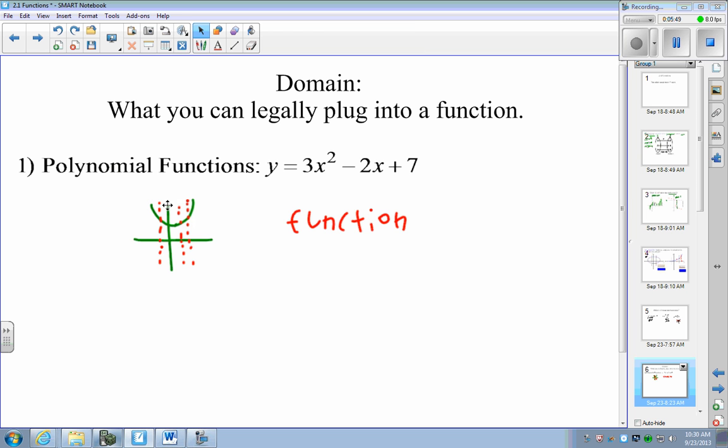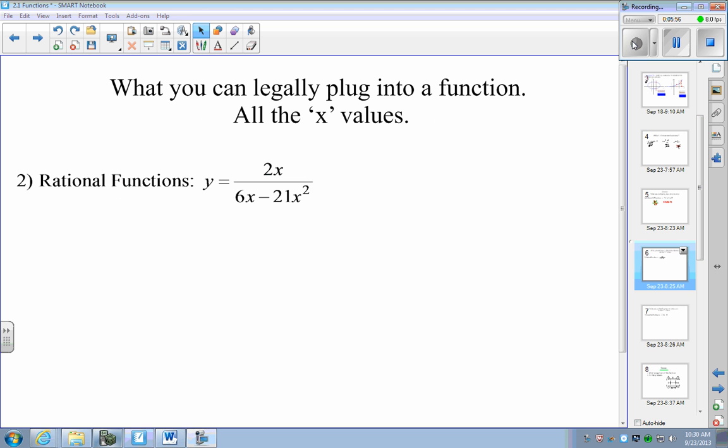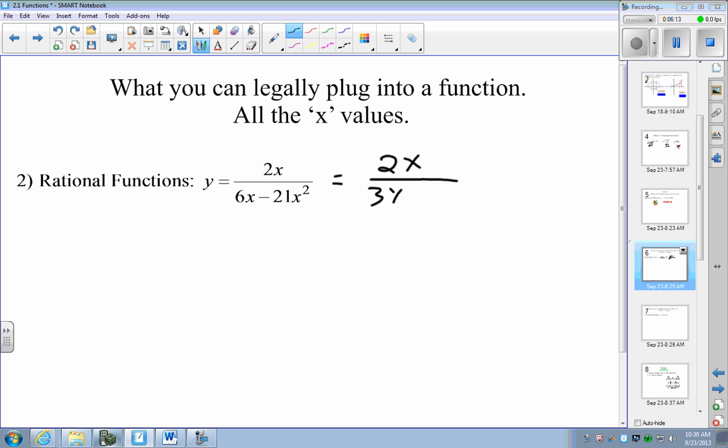But what if we look at something a little different? Something other than a quadratic. Well, if you remember from previous units, we'd have to state our domain for each equation. Here, the first thing I would do is factor the bottom. And so we could pull a 3x from it and get 2 minus 7x.